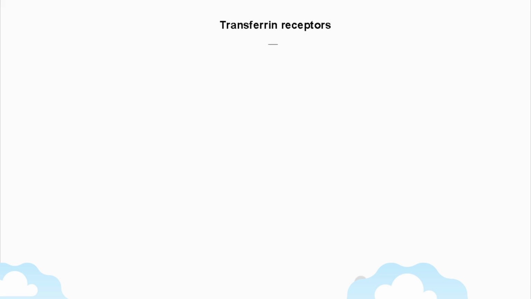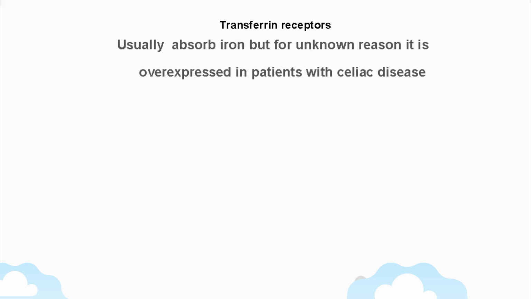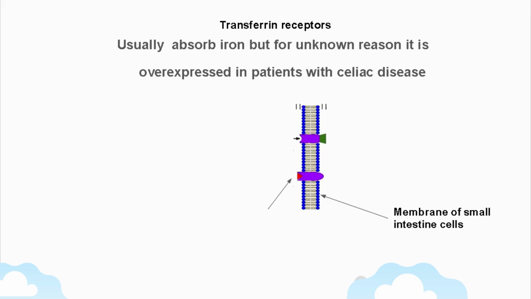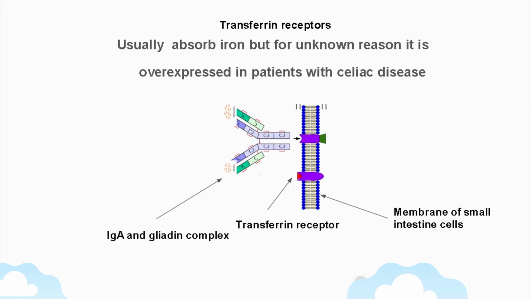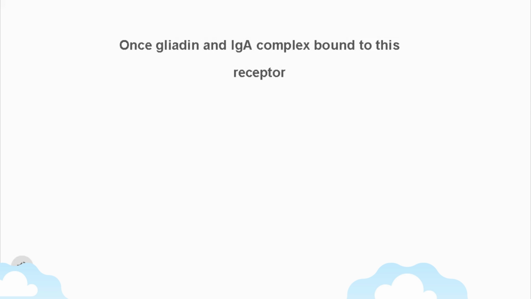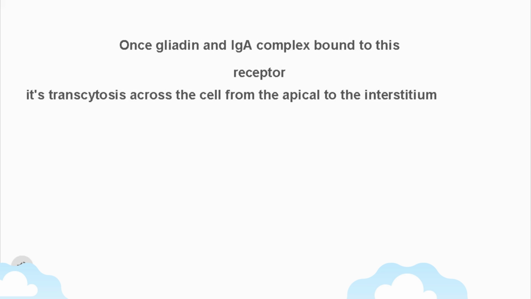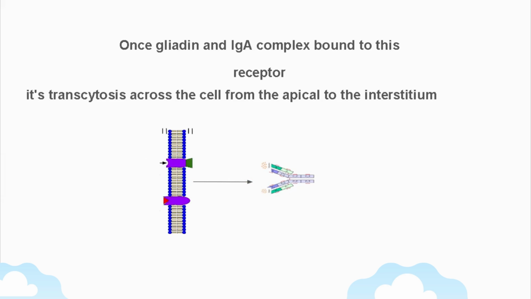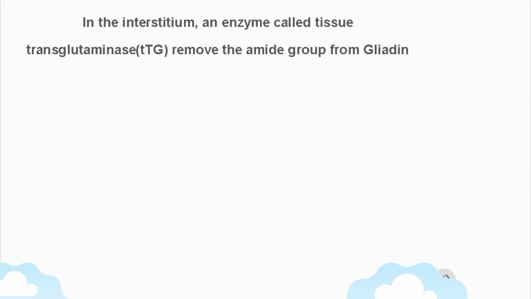Transferrin receptors usually absorb iron. For an unknown reason, they are overexpressed in patients with celiac disease. Once the gliadin and IgA complex binds to this receptor, it transcytoses across the cell membrane from the apical side to the interstitium. In the interstitium, an enzyme called tissue transglutaminase, TTG, removes the amide group from gliadin.